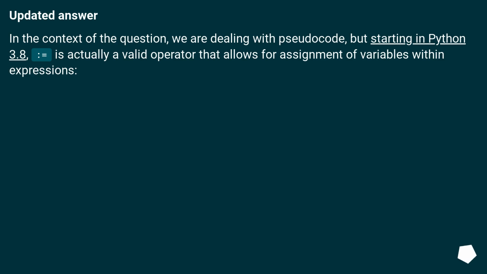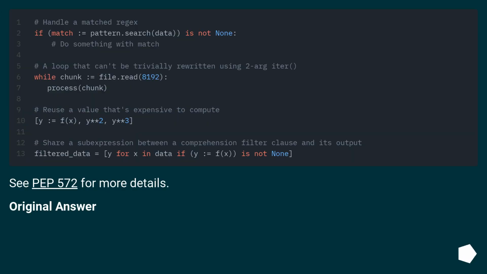Updated answer. In the context of the question, we are dealing with pseudocode, but starting in Python 3.8, colon equals is actually a valid operator that allows for assignment of variables within expressions. See PEP 572 for more details.